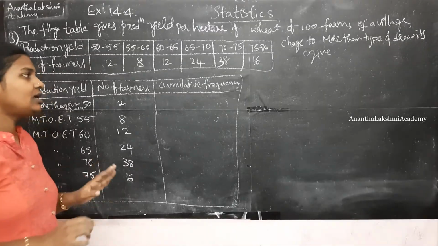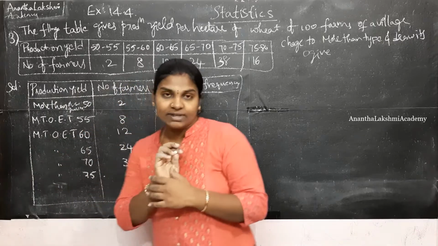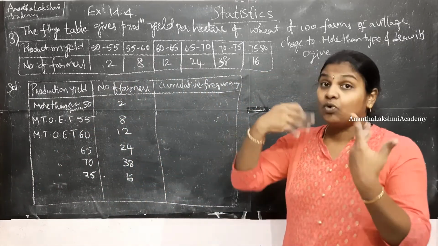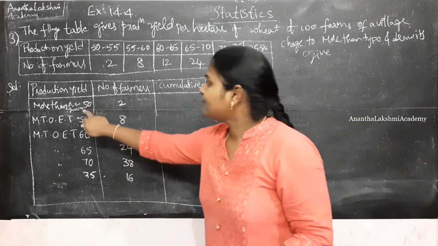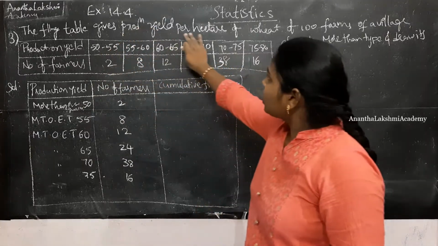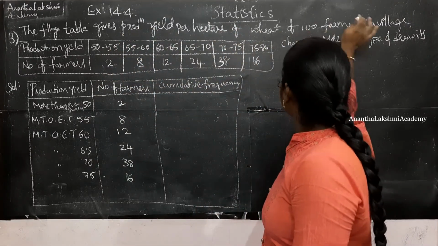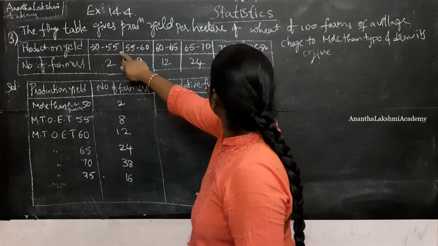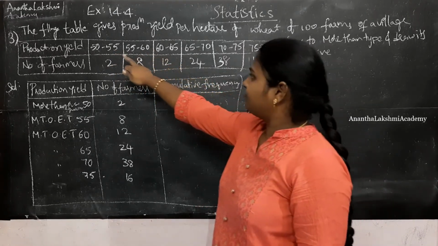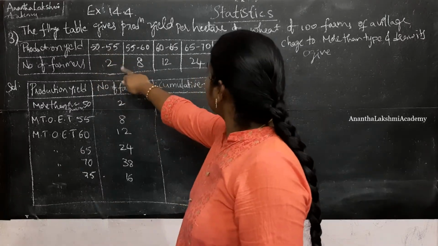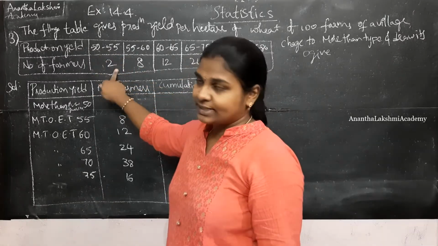If it is a less than type cumulative frequency, how did we used to do it? We just used to sum up these. But now this is more than type. So for more than type, the maximum frequency comes in the first place. Why? This is the production yield per hectare of wheat of 100 farms. So for 1 hectare of wheat, this is going to be the number of farmers, right?